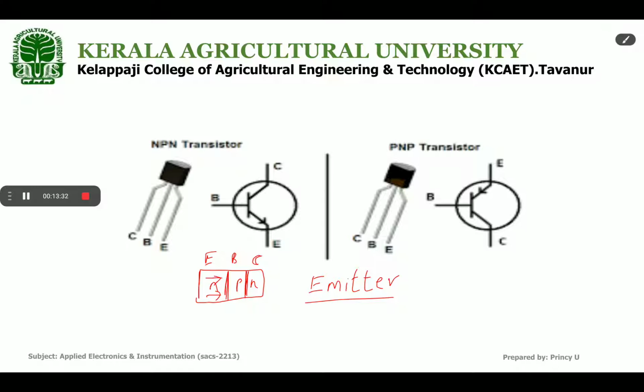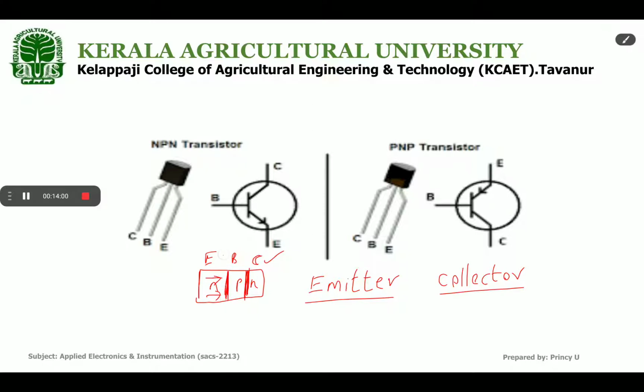Next one is collector. The section on the opposite side, the other side, which collects the charges is called collector. The collector is always reverse biased. That means this junction is always reverse biased, and this junction is always forward biased.